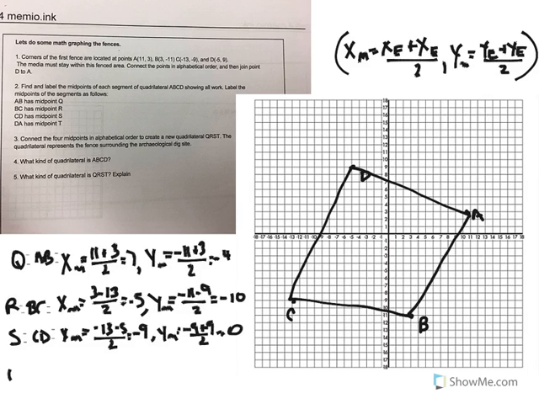Okay, now I need to find midpoint T, which is the middle of line DA. So I'm looking for X midpoint is (-5 plus 11) over 2, which gives me 3. The Y midpoint is (9 plus 3) over 2 gives me 6. Okay, so now I have found 4 points, and these are the midpoints that I'm going to put onto the figure. So let's put them into the figure right now.